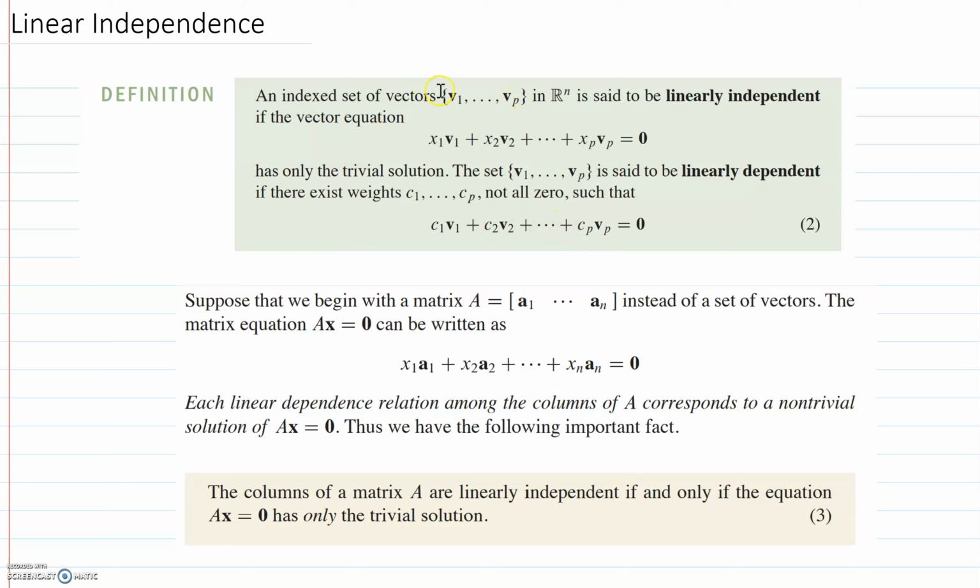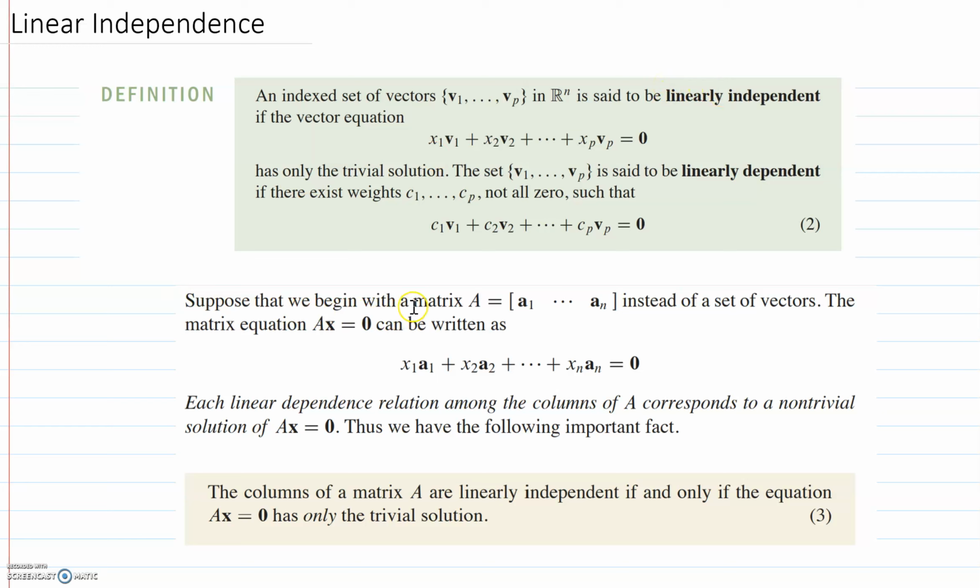When you're checking a set of vectors to see if the set is linearly independent, and it's not, then the set is going to be linearly dependent. In other words, you can only have these two choices. And it works the other way around too. A set is linearly dependent if and only if the same set is not linearly independent.